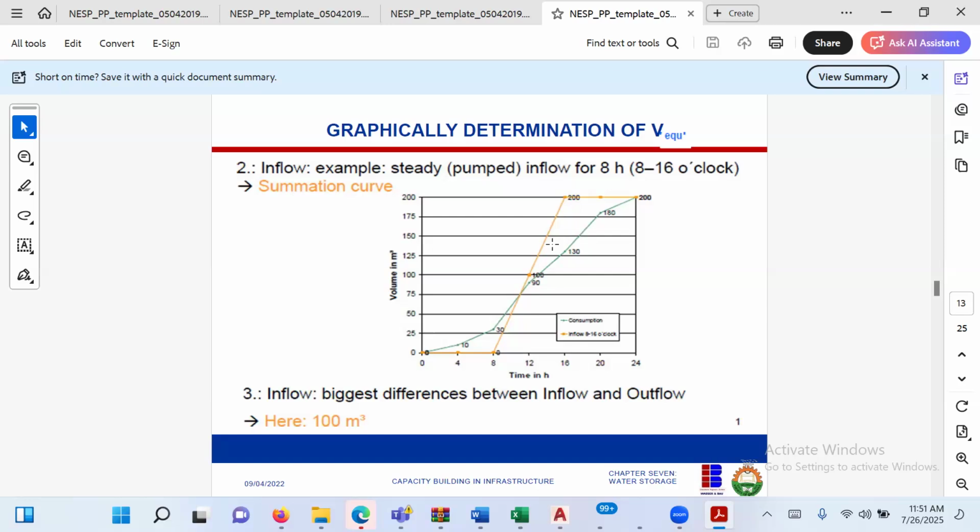That means for a 24-hour scheme with varying demand, you need to pump water between 8 o'clock and 4 o'clock. That is the best time to pump the water, because in the morning hours you don't need much. And with this, the size of the tank you need will be minimized, will be optimized.